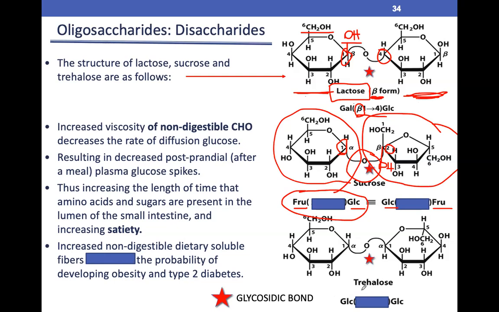But for the last one, a glucose and a glucose, how can I name it? First, tell me, is it alpha or is it beta? And then tell me what two parts are connected. Just imagine that the OH groups are over here, in case that's getting confusing. So are the glucoses alpha or beta? Alpha. And then what carbons are attaching to each other? Both one. Yeah.